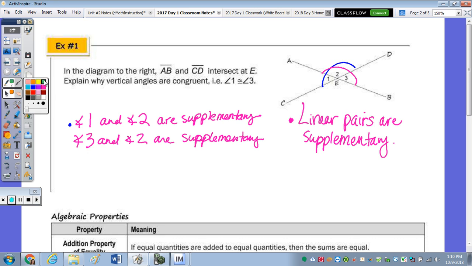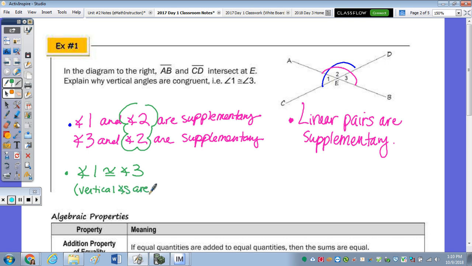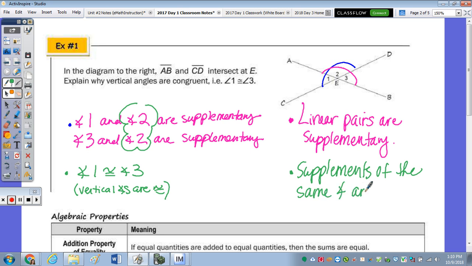Now, because 1 is a supplement of 2, and 3 is a supplement of 2, we can finish by saying that angle 1 is congruent to angle 3, or vertical angles are congruent because, let's line it up over here, supplements of the same angle are congruent. And I know that's the proof language, but I also find the proof language very helpful in my write-ups, and I'll use the same.